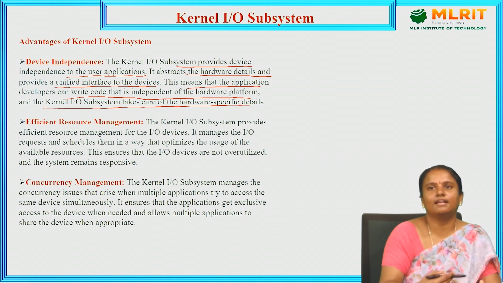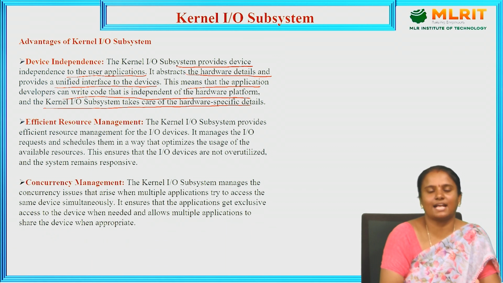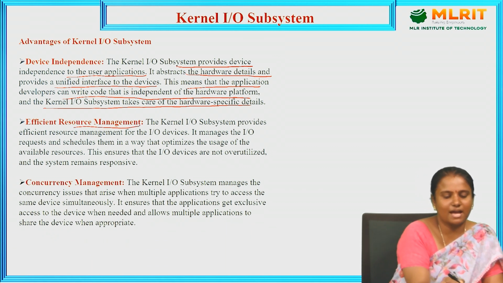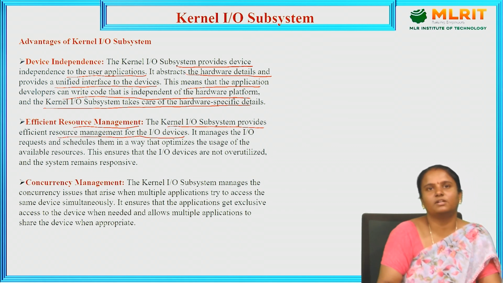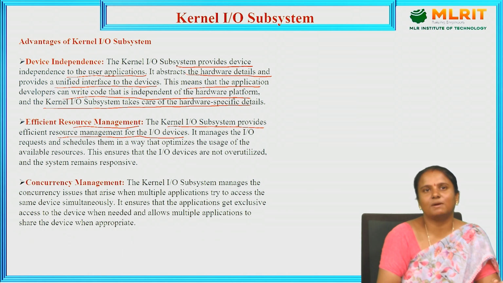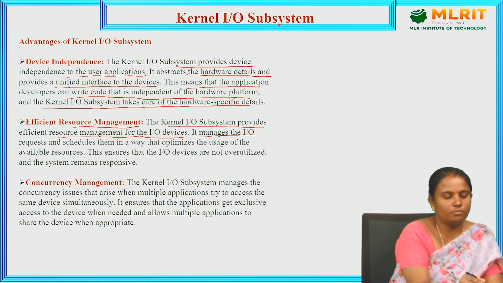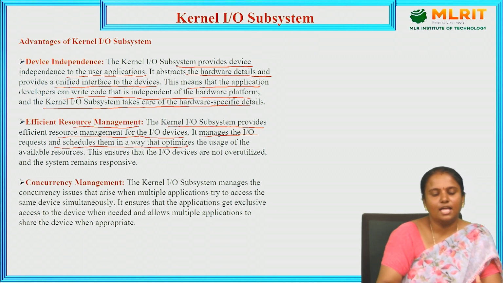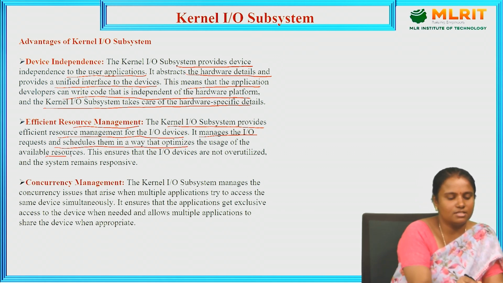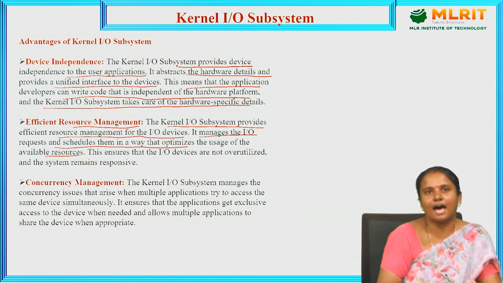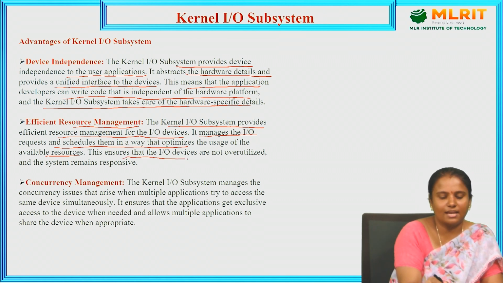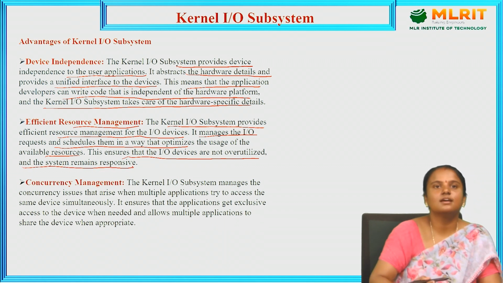So, that is how the devices are becoming independently accessible. Efficient resource management: the kernel input-output subsystem provides efficient resource management for each and every input-output device. It manages the input-output requests and schedules them in a way that optimizes the usage of available resources. So, whatever resources are available can be easily managed. This ensures that the input-output devices are not overutilized and the system remains responsive.